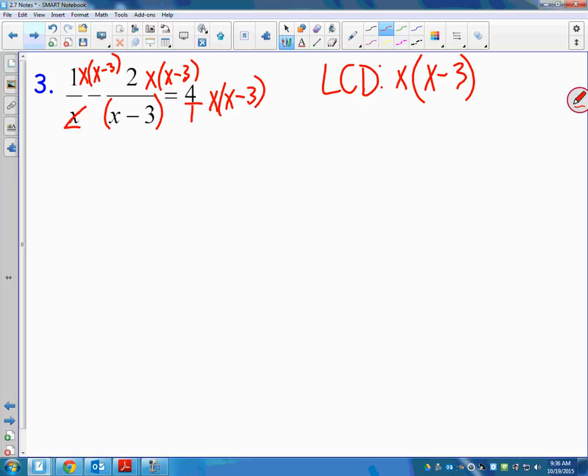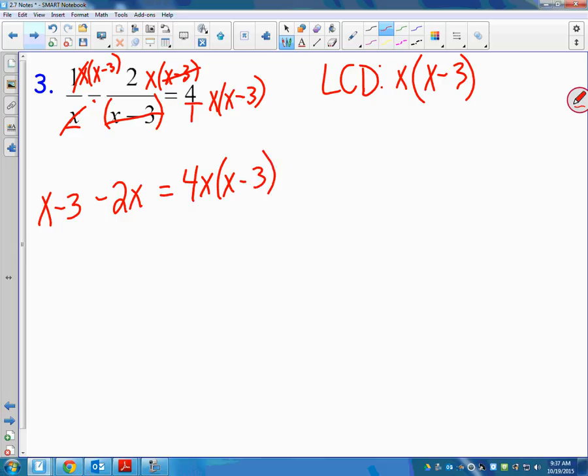Right? So then I can say x cancels out with x, and I'm just left with 1 times x minus 3. And look at this one. The x minus 3 is going to cancel out with the x minus 3. Remember, that's a subtraction sign there. I'm left with minus 2 times x. Over here, nothing cancels, so I'm left with 4x times x minus 3.